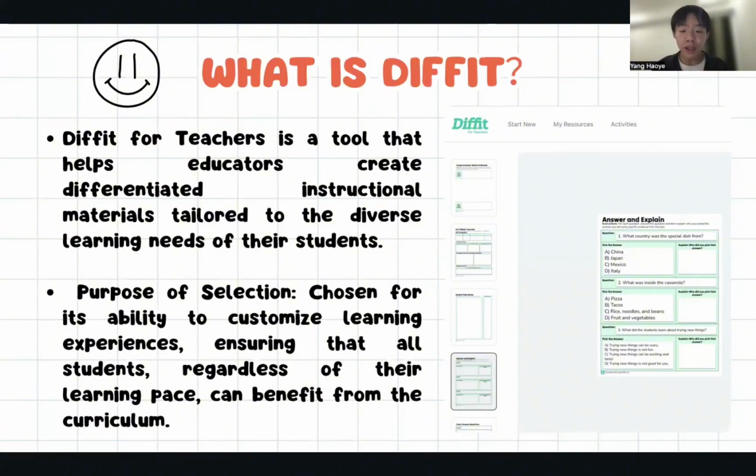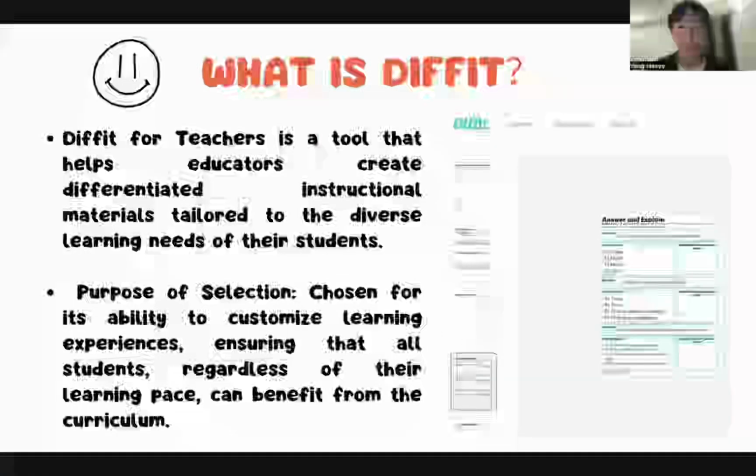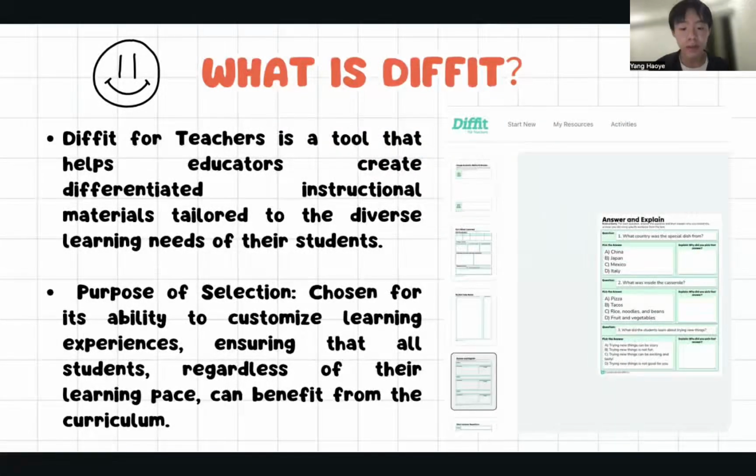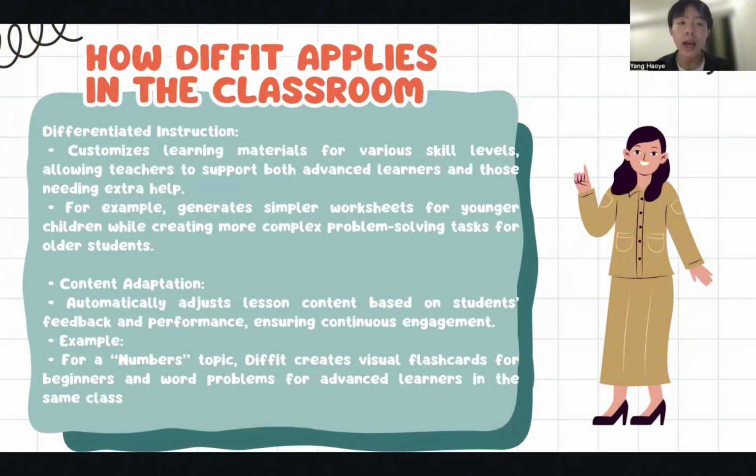One of Defeat's key features is the ability to adapt content based on student feedback and performance. For example, if a child struggles with a topic, Defeat adjusts the material to make it easier and more accessible. And in other words, if a student shows mastery, Defeat can introduce more challenging tasks to keep them engaged. Now I will talk about how Defeat can be applied in the real classroom.